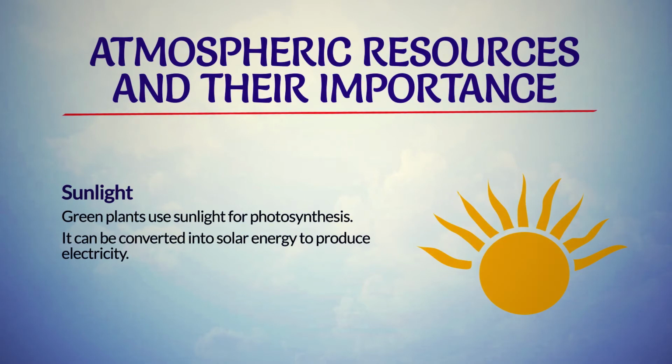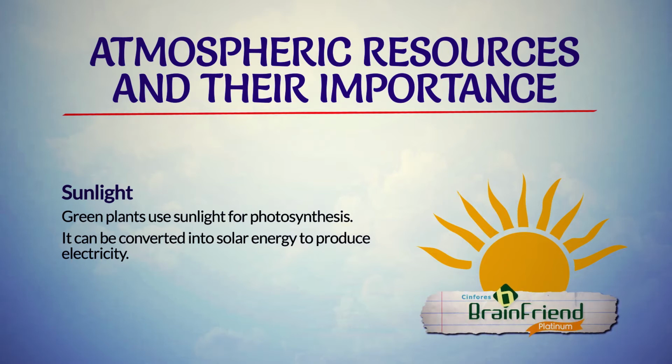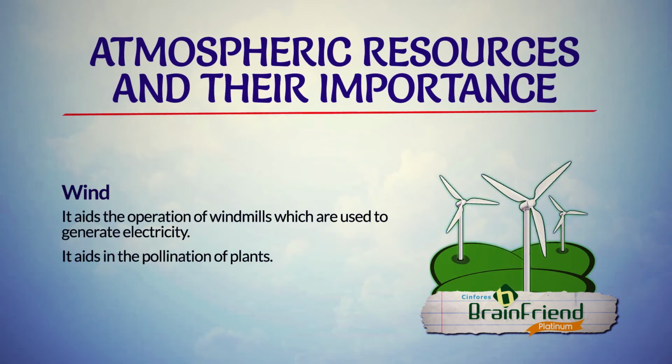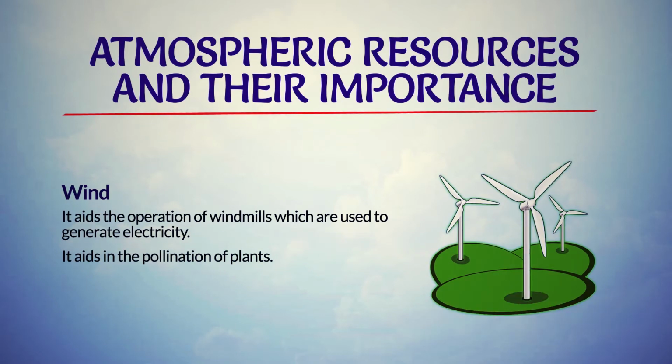Sunlight. Green plants use sunlight in producing food during the process of photosynthesis. The energy from the sun can also be converted into solar energy, which can be used to generate electricity. And lastly, wind. Wind aids in the operation of windmills that can be used to generate electricity. Wind is also an agent of pollination.